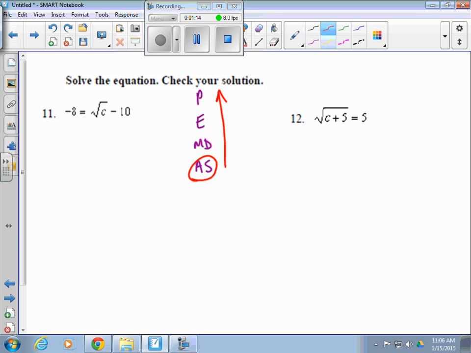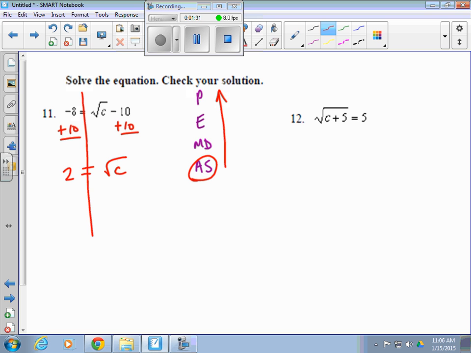So you look for any addition and subtraction first. That says the square root of C minus 10. So you cancel out minus 10 by adding it on both sides. If you add negative 8 plus 10, you get positive 2 equals the square root of C. There's no multiplication and division next.